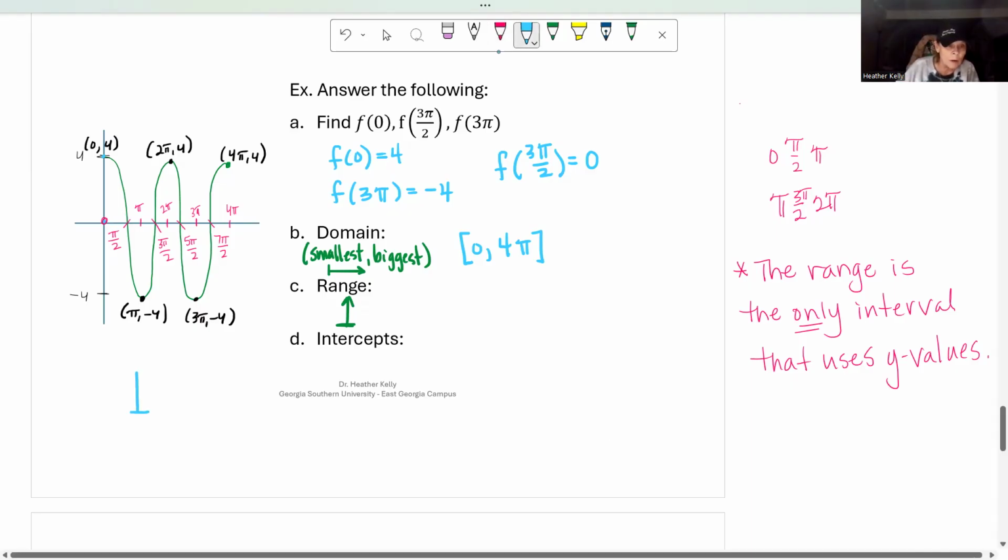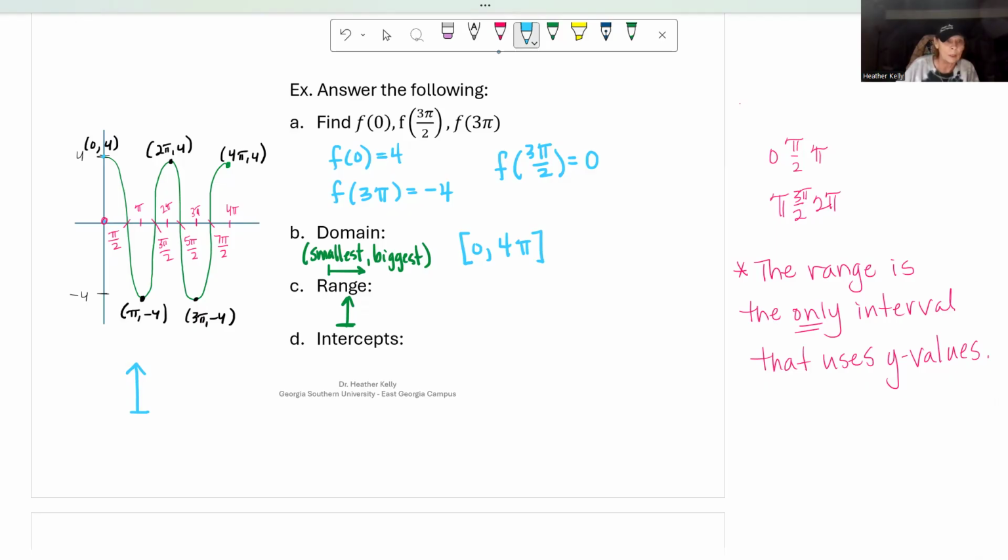Starting from the bottom, I'm going to look from bottom to top. The smallest y value here is -4, and we go up to the last y value you see, or the tallest y value you see. And y, remember, is the second component here, and that is going to be +4.